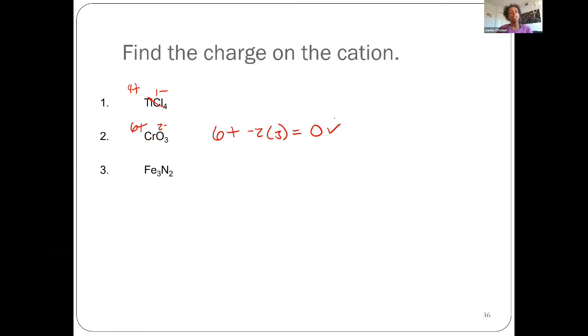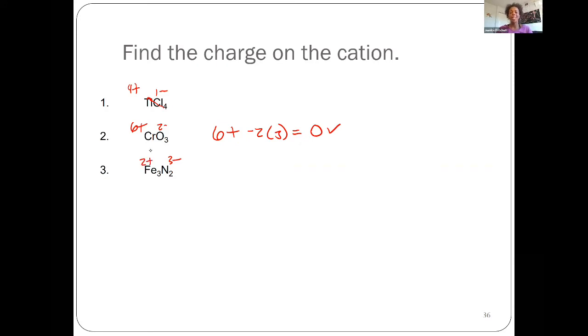And then last but not least, we have Fe3N2. So nitrogen's group 5, and so that would be a 3 minus charge. And then iron, which is one that we don't know. Based off of crossing it back and balancing out that algebra, this has to be a positive 2 charge.